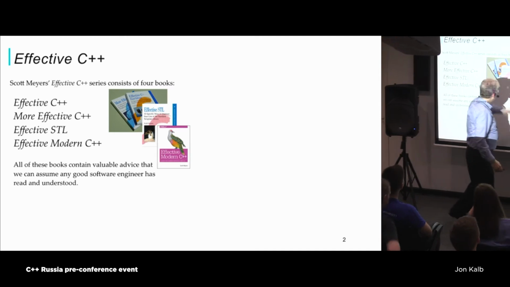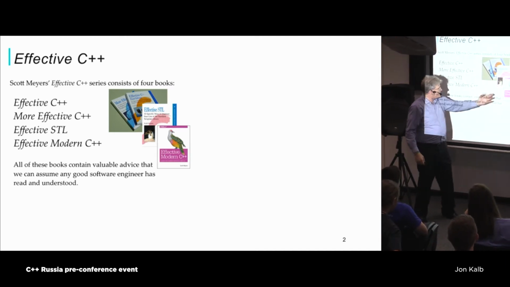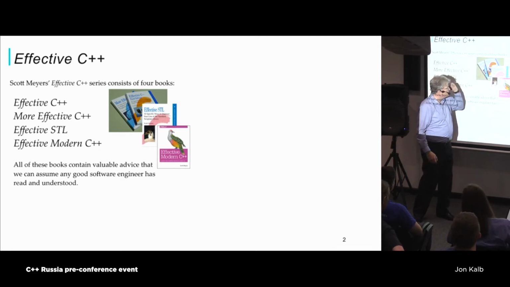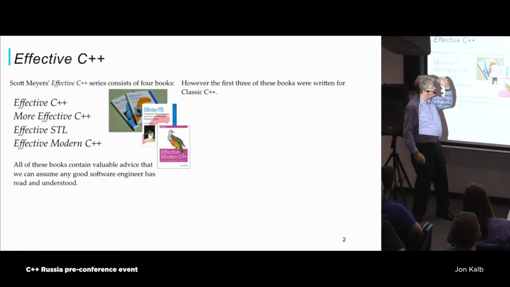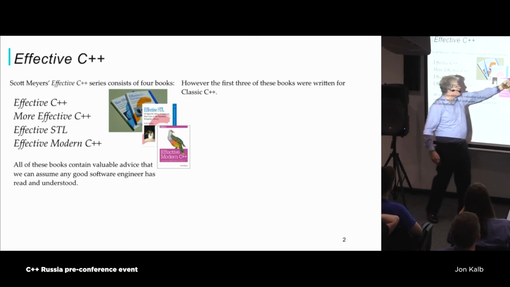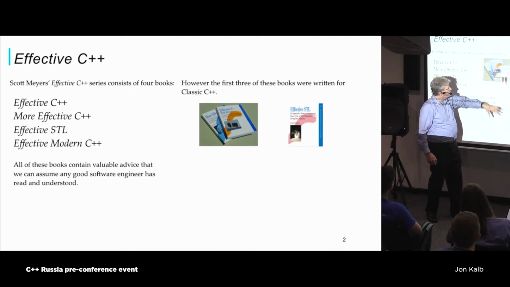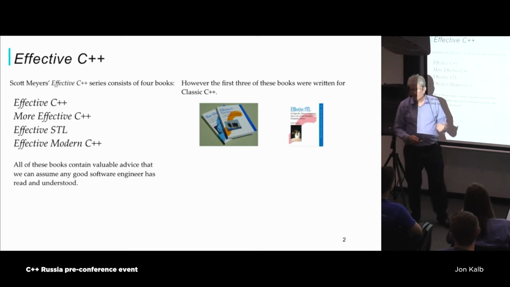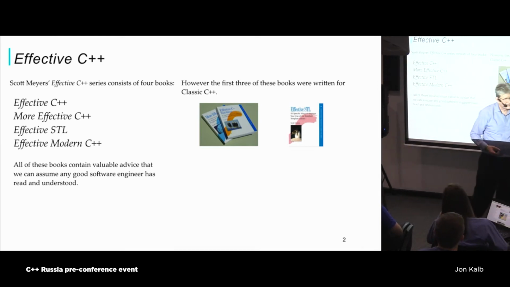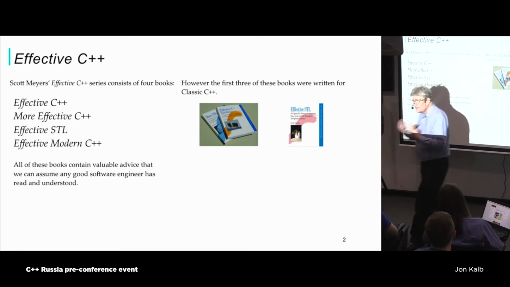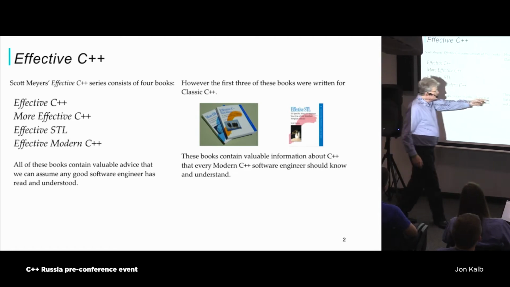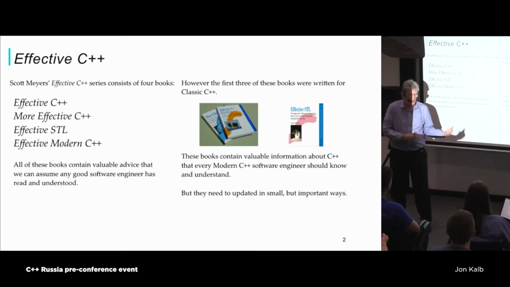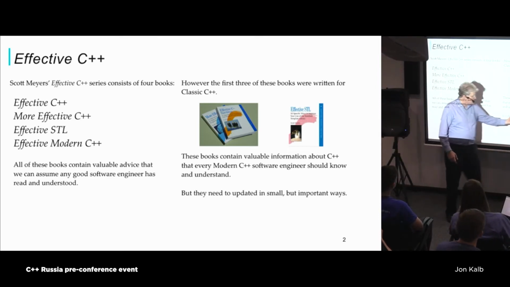So Scott wrote a series of books on effective C++, effective modern C++, effective STL, effective C++, more effective C++. He wrote all these books. However, the first three of these books were written for classic C++. Not this one, but these three were all written for classic C++. So this is kind of a problem. Do we want to recommend these books? There's lots and lots of really valuable information in these books. These books contain information that every C++ programmer should know, even if they're doing modern C++. But the problem is they kind of need to be updated.